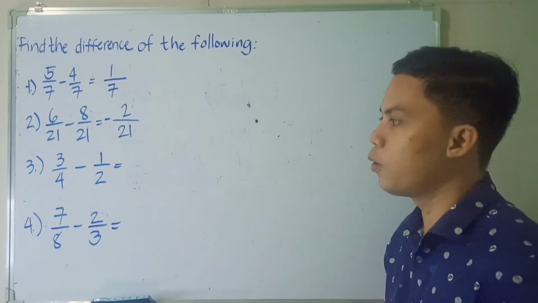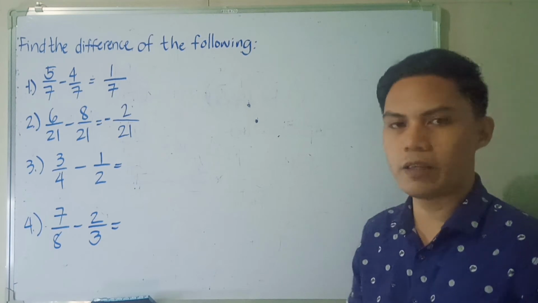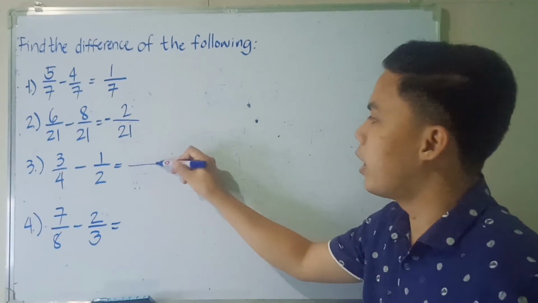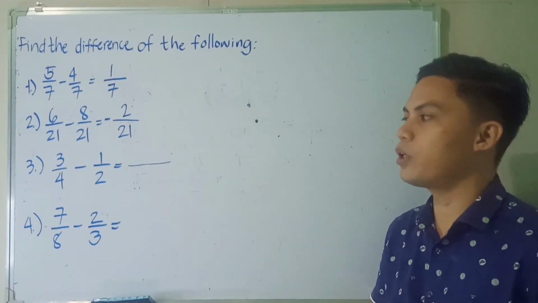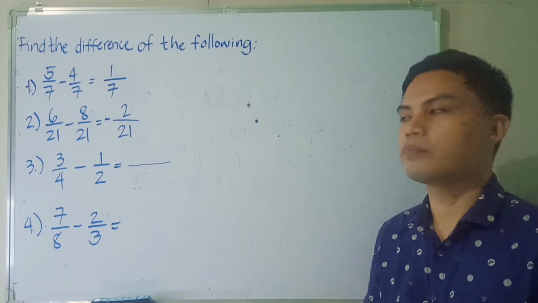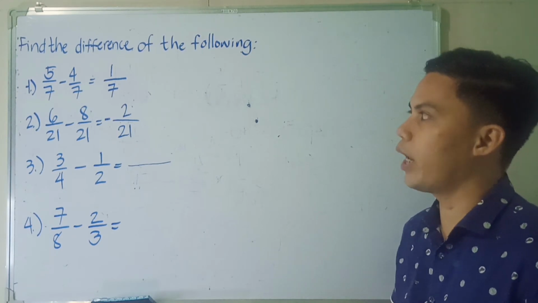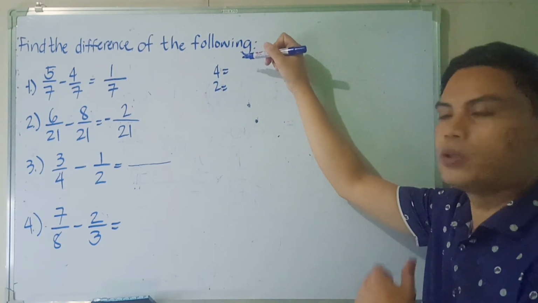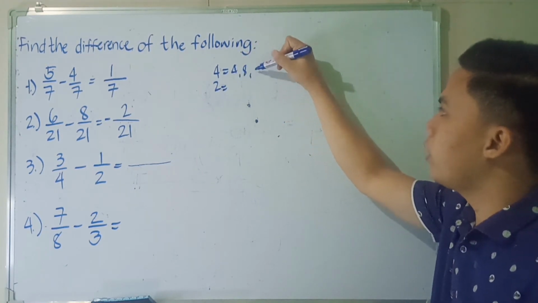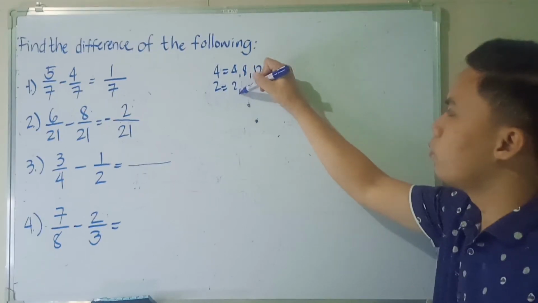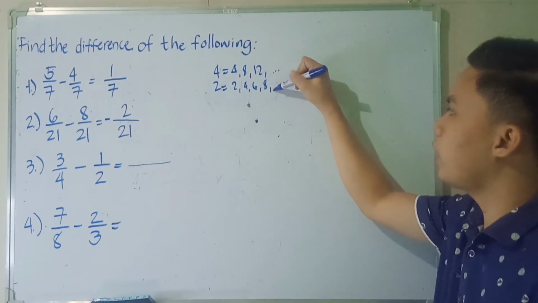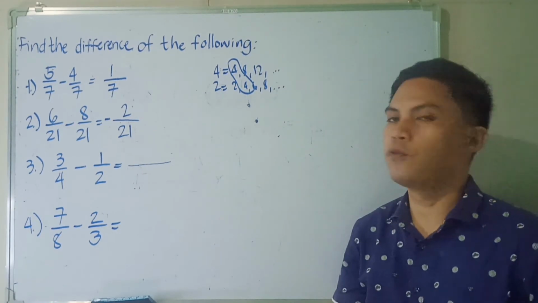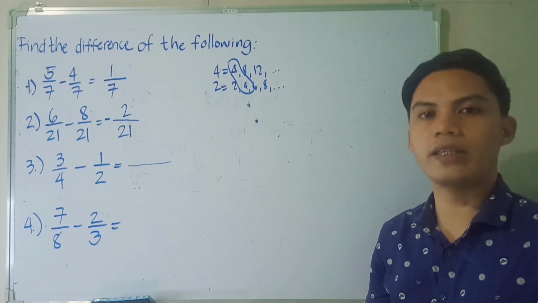Now, let's have 3 and 4. So, in 3 and 4, these are dissimilar fractions. Okay? So, we need to find their LCD. So, number 3, we have 3/4 minus 1/2. Okay, so what is the LCD of 4 and 2? Again, you can list down all the multiples. 4, 8, 12, and so on. 2, 4, 6, 8, and so on. So, the first common one would be 4. Therefore, 4 is their LCD.